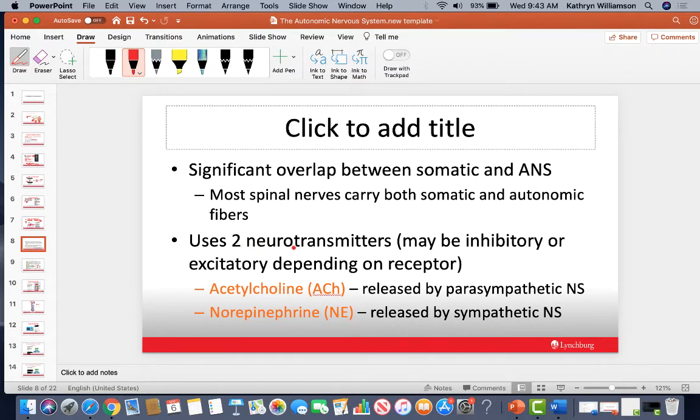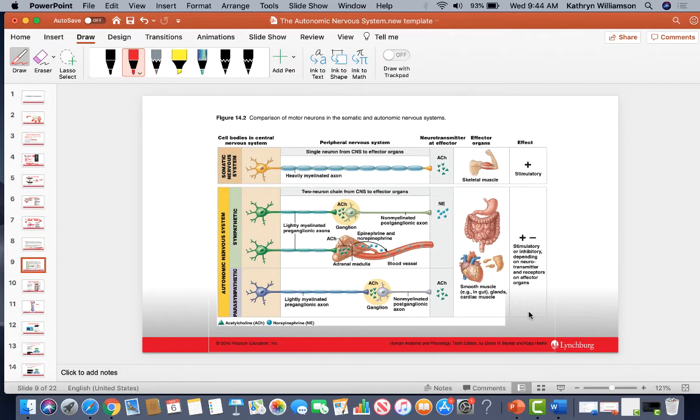The autonomic nervous system is going to use two transmitters. We use both acetylcholine and norepinephrine. Acetylcholine is the neurotransmitter of choice of the parasympathetic nervous system, so you can pair those two up. Norepinephrine is sympathetic. Okay, and so this is what we see here. This is just another nice way to compare. This top part is your somatic nervous system, innervating skeletal muscle. This is your somatic motor neuron that we're already familiar with, right? And it releases acetylcholine at its neuromuscular junction, and its effect is always stimulatory.